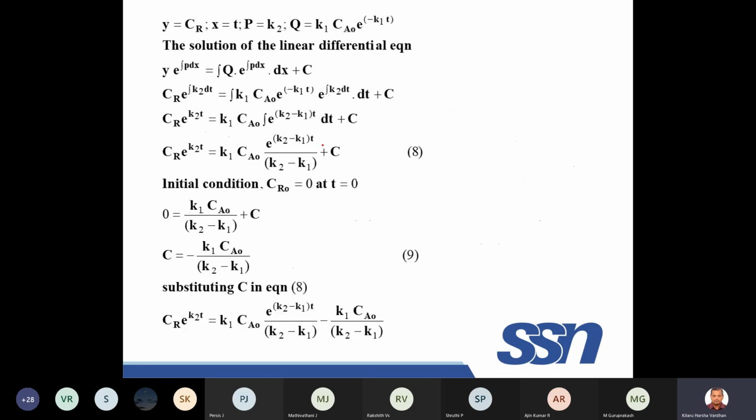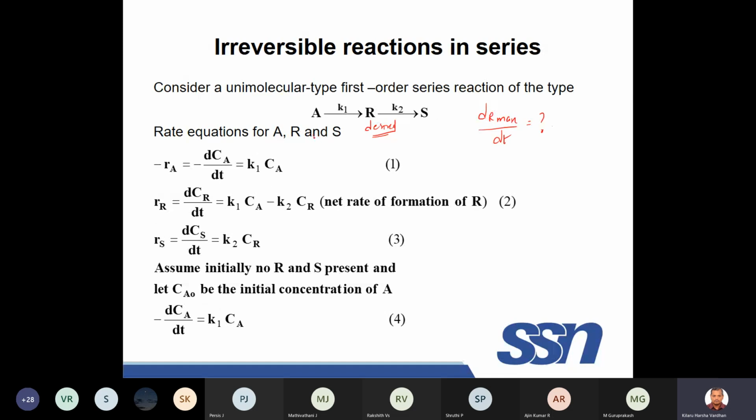I'll just show you. I will give a recap again from the previous class. We are writing for the product R the rate of appearance of R, the rate of disappearance of A, and the rate of appearance of S. So you are getting three equations. From these three equations, we need to find out the concentrations of A, R, and S. How to do this? This is a differential equation, so you have to use the integral method of analysis.